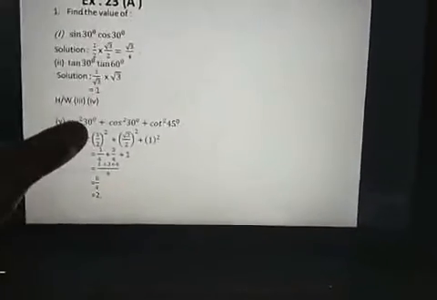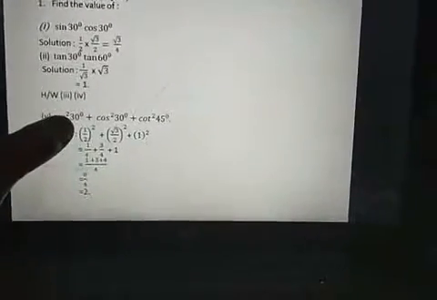So just put the values accordingly. So therefore 1 by 2. Now 1 by 2, if I open the bracket, it will be 1 by 4. Plus root 3 by 2, if I open the bracket, square and square root get cancelled out. So 3 by 4. And then plus 1 square, which is 1.